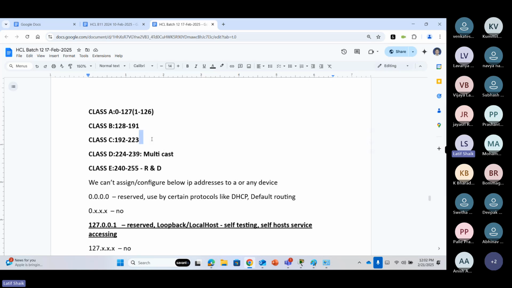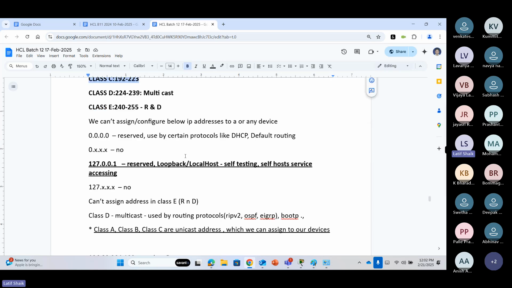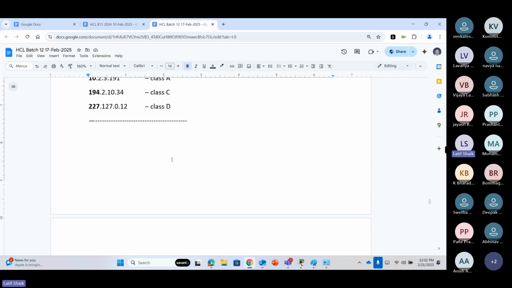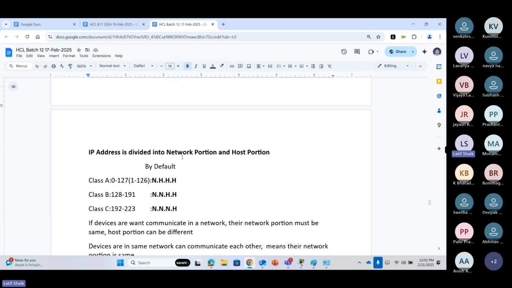And we are using only class A, class B, and class C, because they are unicast, and that too excluding the 0 series and 127 series. Of course, one more series is there, that is a separate topic.